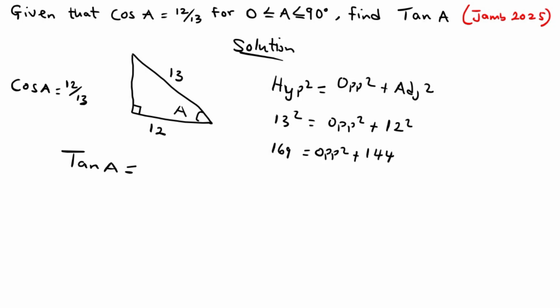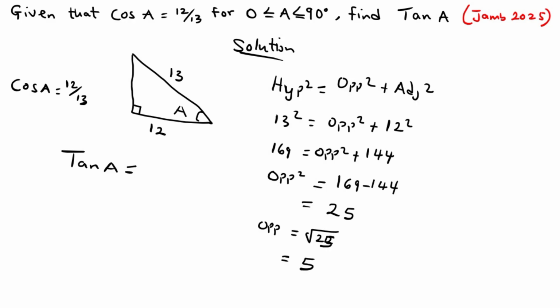Okay, so when you collect the like terms, we have our opposite squared equal to 169 minus 144. Okay, so subtracting 144 from 169 will give us 25. So when you take the square root of both sides, our opposite will be equal to 5. So meaning that this side now is 5.